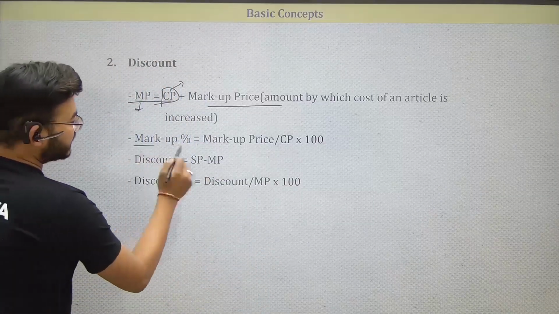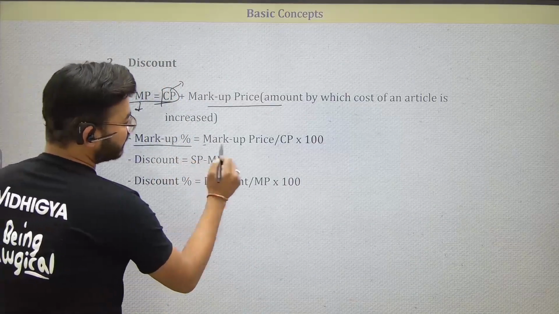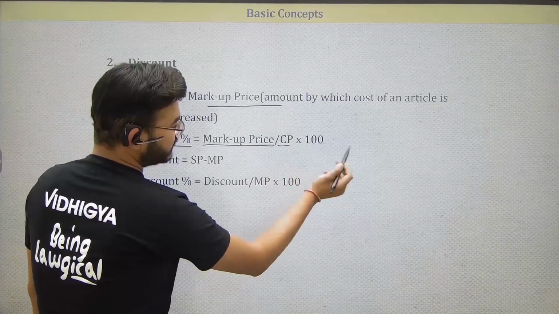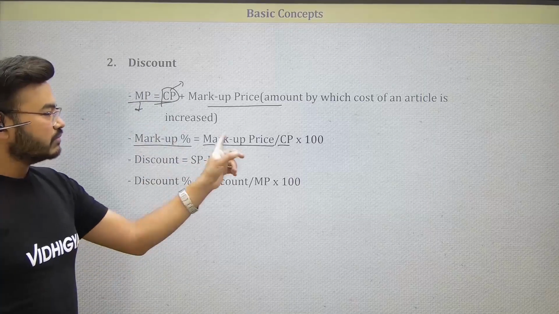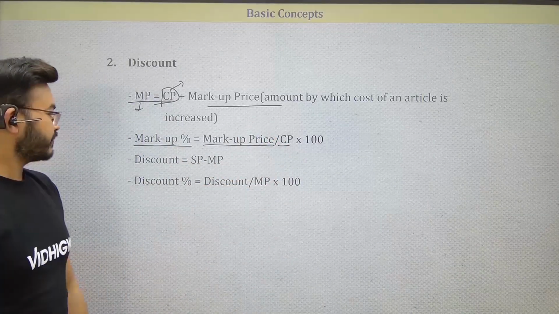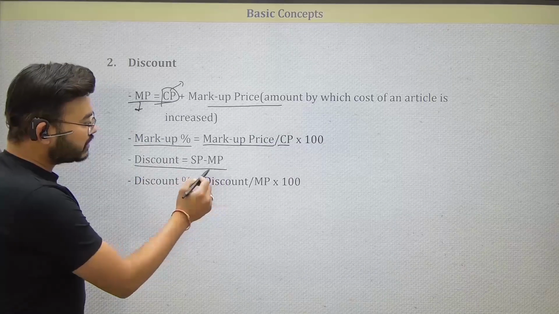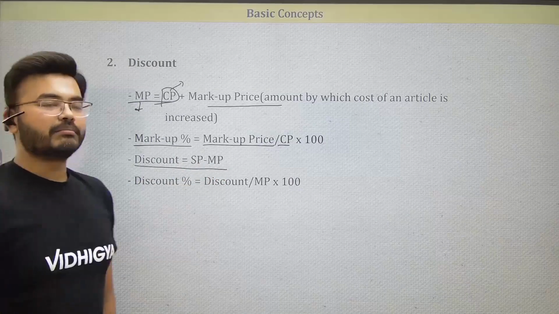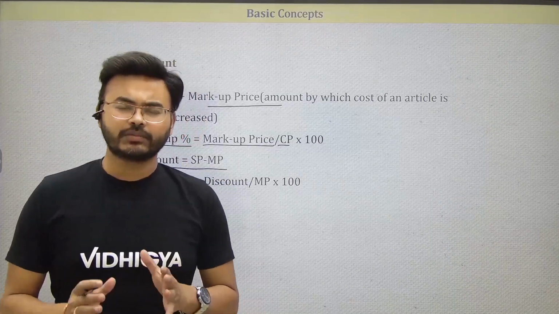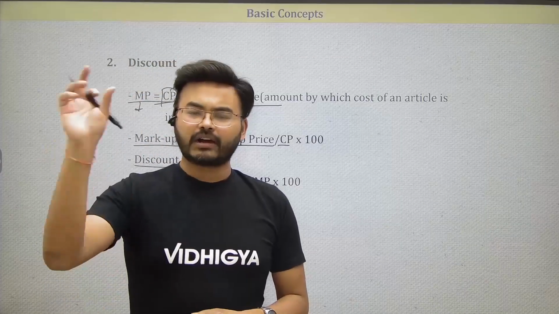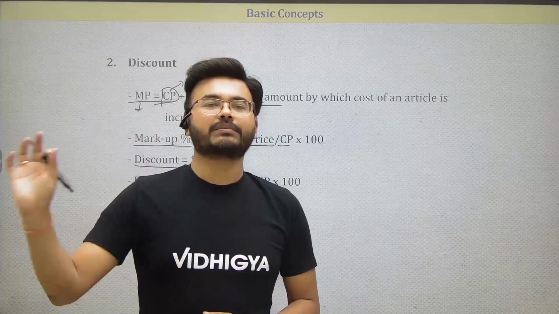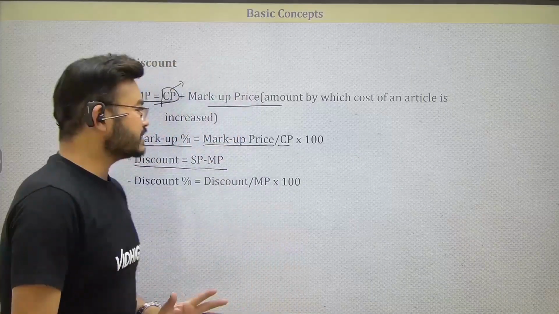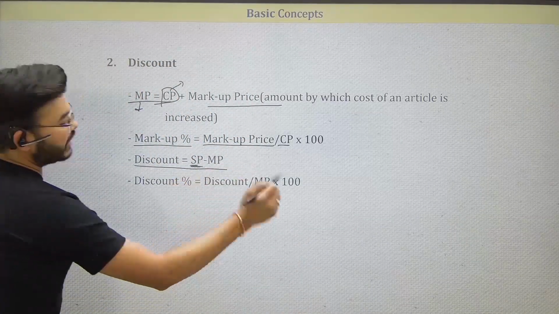Similarly, markup percent will be the markup price divided by cost price into 100. Discount is nothing but the marked price minus the selling price. At the DMart store, you must have seen that there is this marked price, and then they cut that price and write the DMart price. So that DMart price is basically the selling price.